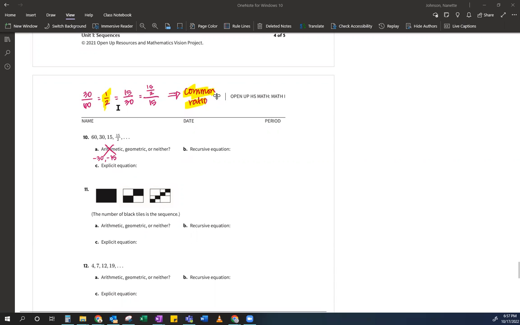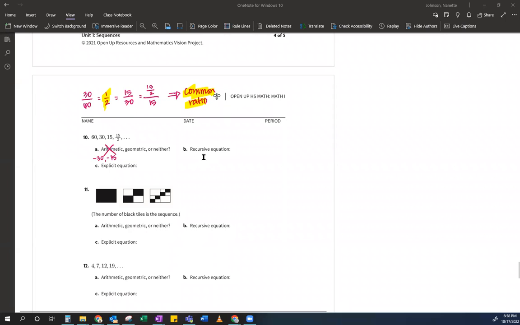So the very first thing I do when I write my recursive is I write my first term. So f of 1 is equal to 60. And then I write f of n, which is the next term, is equal to f of n minus 1, which is how I say previous term. I'm sorry, let me let the computer catch up.